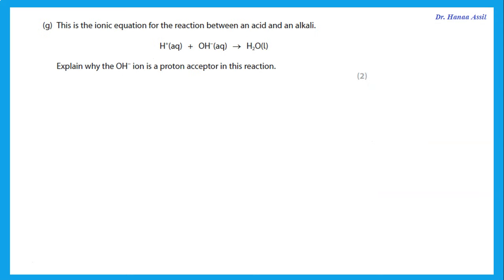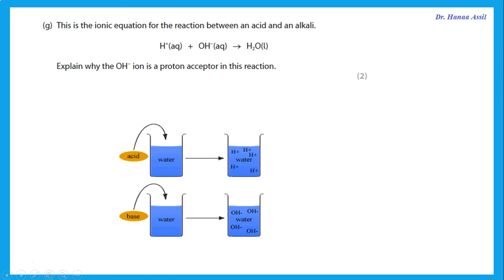This is the ionic equation for the reaction between an acid and an alkali. Of course, the acid is something that has H plus ions. You should remember that acids are defined as proton donors. That is because when we dissolve it in water, it forms H plus ions. A base is a proton acceptor. When we dissolve it in water, it forms hydroxide ions. Now, why are the hydroxide ions referred to as proton acceptors?